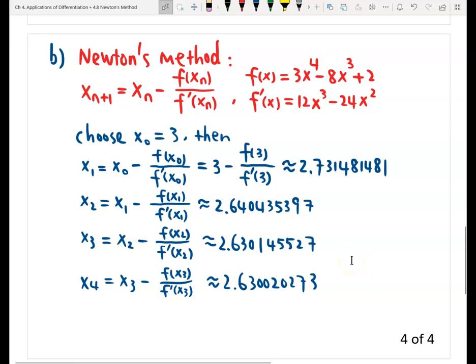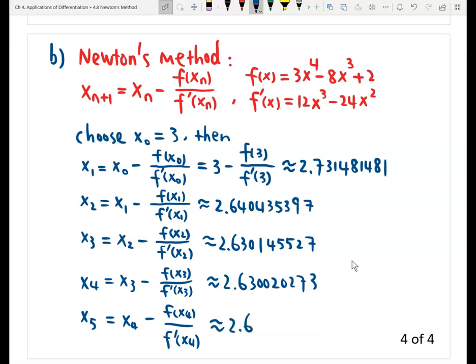Okay, and then let's find x5. So now, what is x5? x5 should use x4 minus f at x4 over f prime at x4. Okay, so you're going to evaluate. See, the result I get from the calculator is 2.6, 300, 20255. Now we stop. Why?